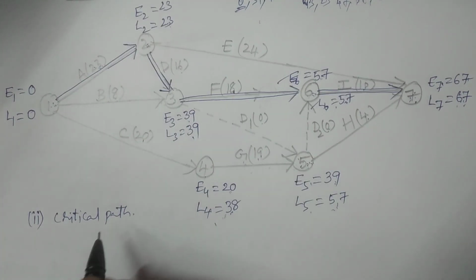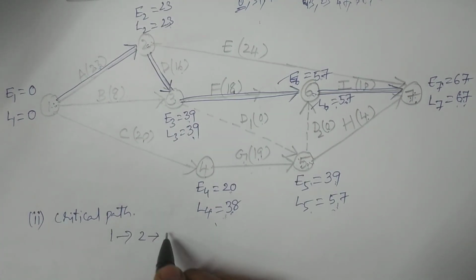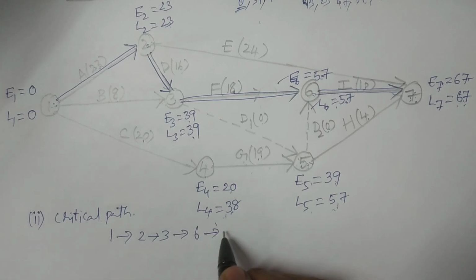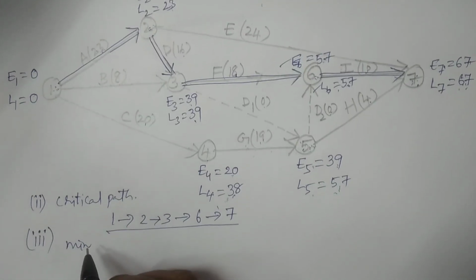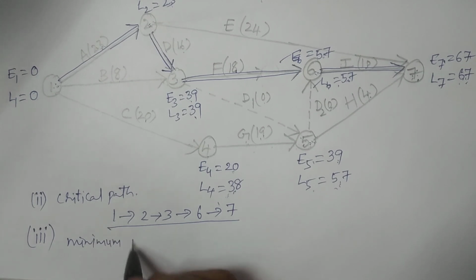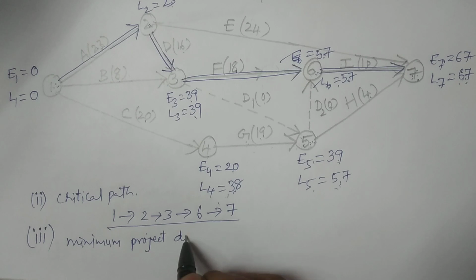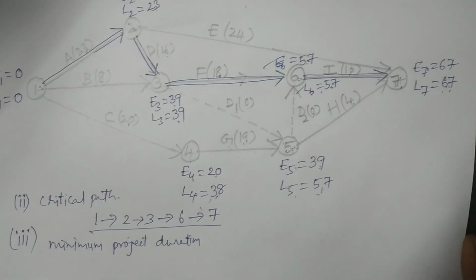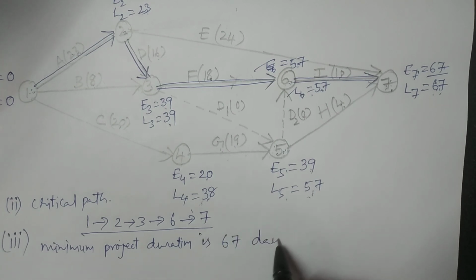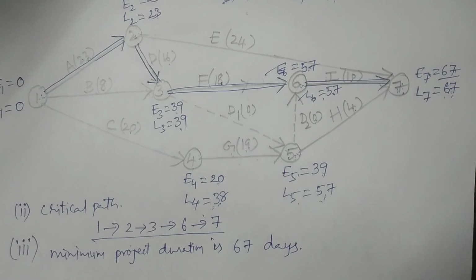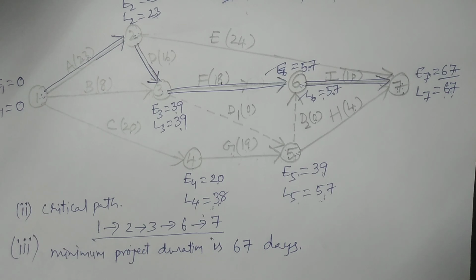What is the critical path? Critical path is 1 to 2, 2 to 3, 3 to 6, 6 to 7. And what is the minimum project duration? You observe the last value of E, also L, it is 67, 67 days. So this is the calculation of forward pass and backward pass, constructing the network diagram, finding the critical path, and calculating the minimum duration. Hope you understand. Thank you so much.